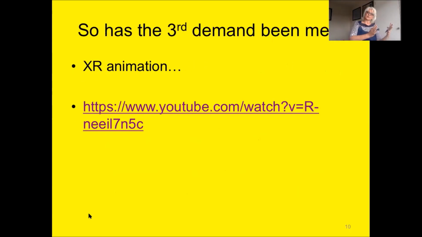So going back to the 3 demands now: tell the truth, act now, and the 3rd demand, which was to have a national citizens assembly. Well, you could say yes, the Extinction Rebellion have had those needs met. But let's have a look again.